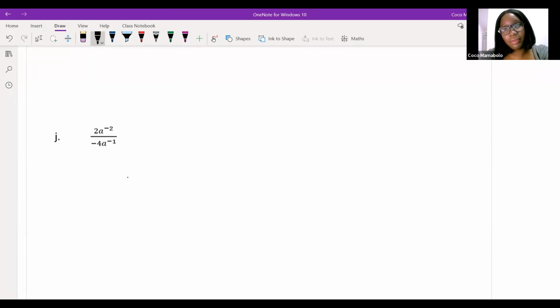Have a look again. Samkelo, you haven't simplified completely. Ayanda, you also haven't simplified completely. Linomta as well.